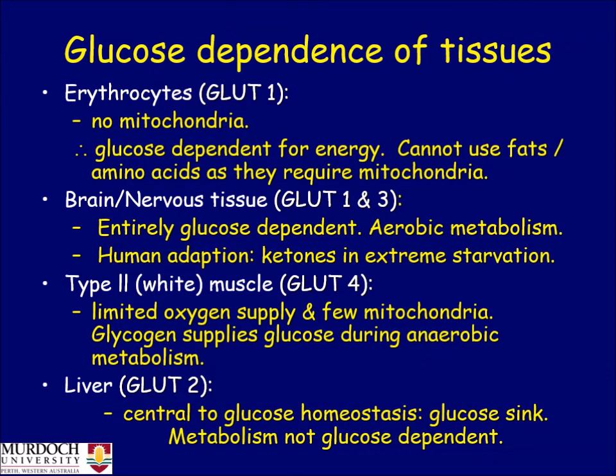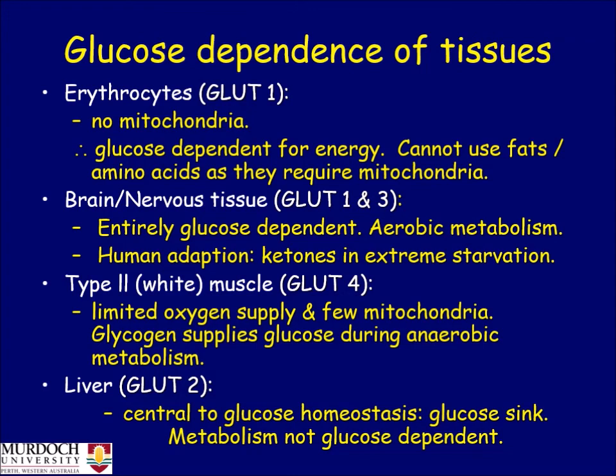So to finish with, I thought I'd just re-emphasise some of the main glucose-dependent tissues in your body. Your erythrocytes and also your brain and your central nervous tissue are all glucose-dependent tissues. As such, they're equipped with a GLUT transporter, GLUT1 and 3, that ensures a constant supply of glucose to those tissues, even when you're starving.